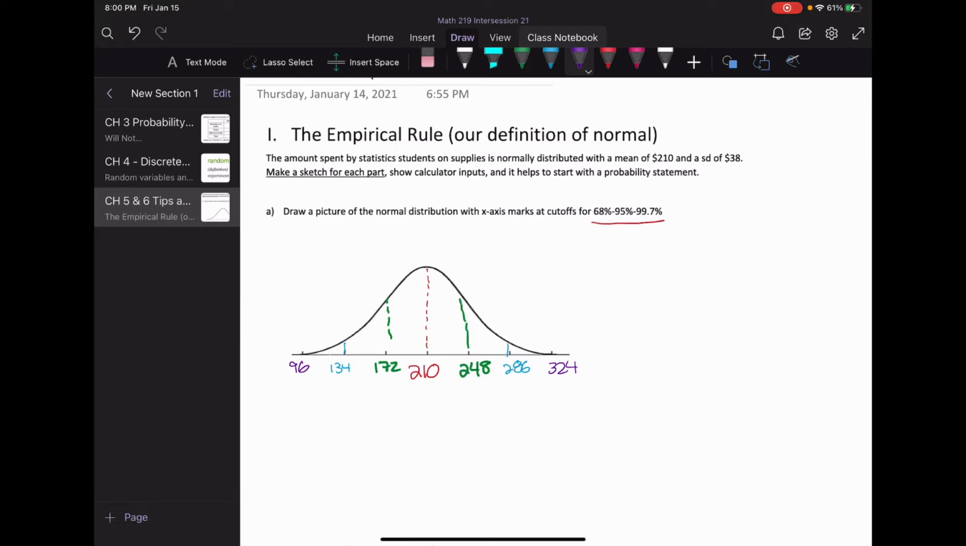And so I could tell this is a normal distribution if approximately 68% of students spend between $172 and $248.